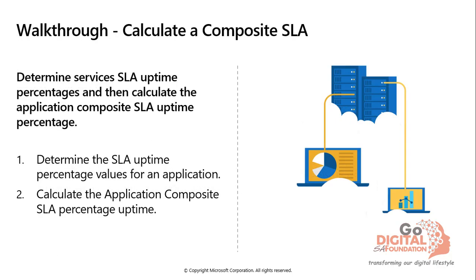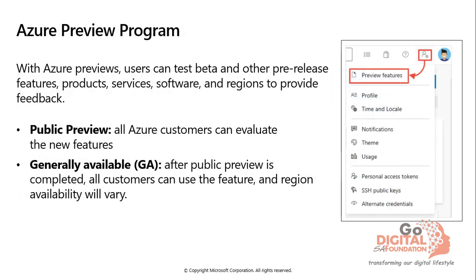And then there's a calculator to calculate a composite SLA. We can leave that for later. It seems like we do have time. And then this one, the Azure Preview Program. I wish I was able to show you this one, but I don't have it on my account. I'm not in the preview program, unfortunately.